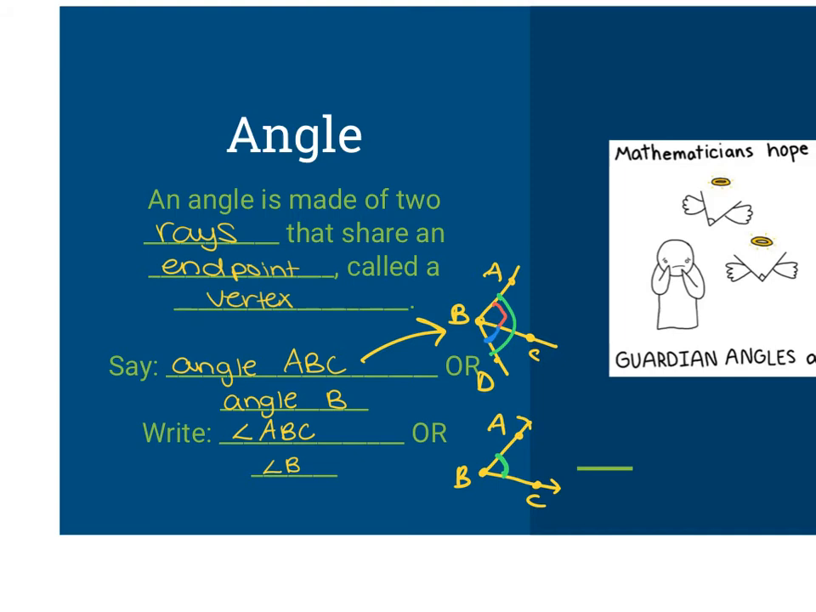So in that case, I can still use 3 letters. It's never wrong to use 3 letters. And if you're stressed about this, just always use 3 letters and you'll be fine. But you could also use angle B here.